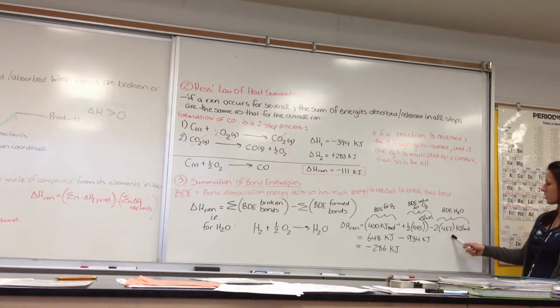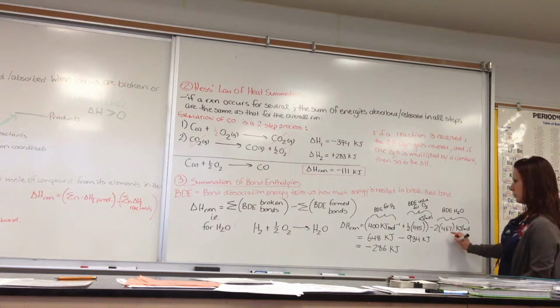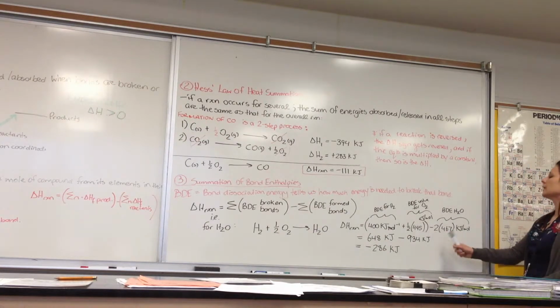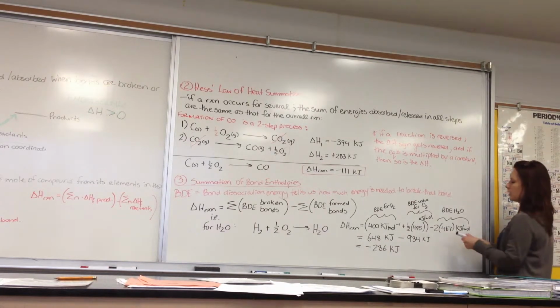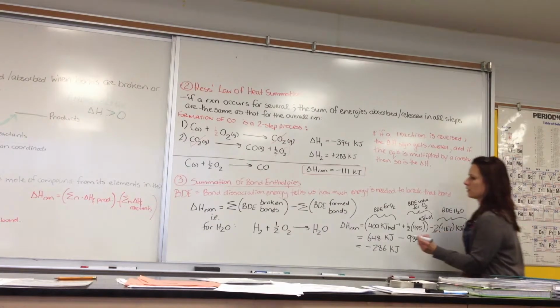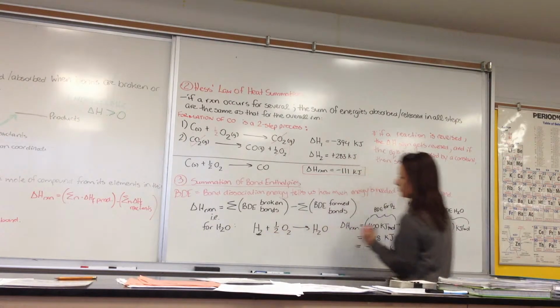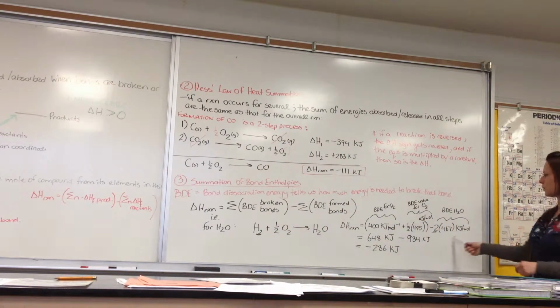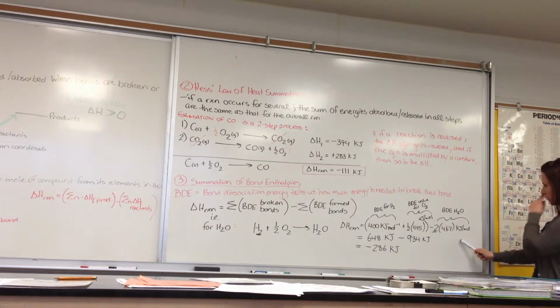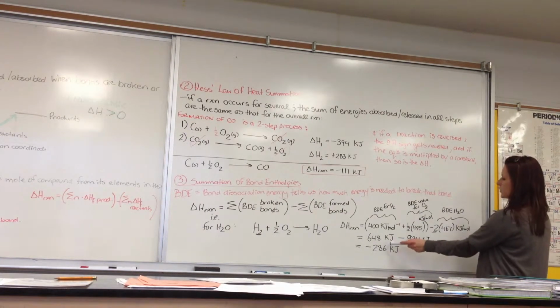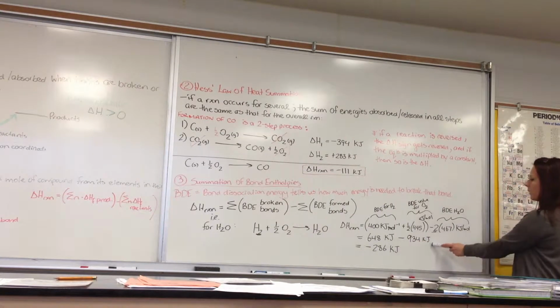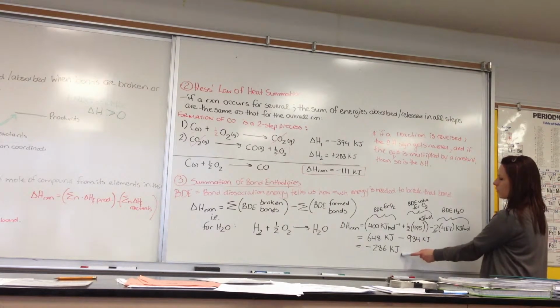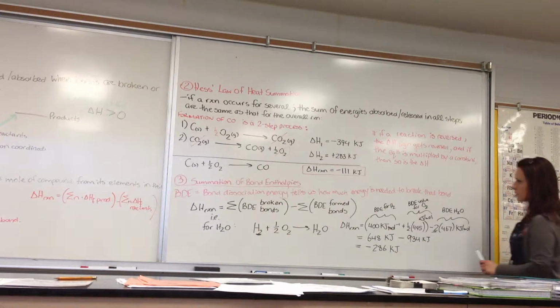Subtract the bond dissociation energy multiplied by the stoichiometric coefficient. I think this needs to be here. Oh no, it does, 2, sorry. This 2 right here corresponds to the 2. Actually, I have to double check whether that's a mistake or not for water. So 648 kilojoules minus 934 gives us overall negative 286.